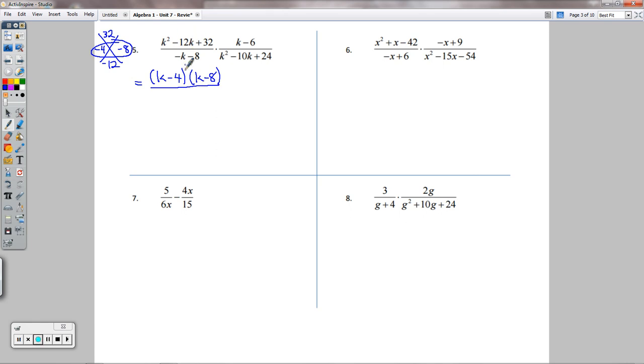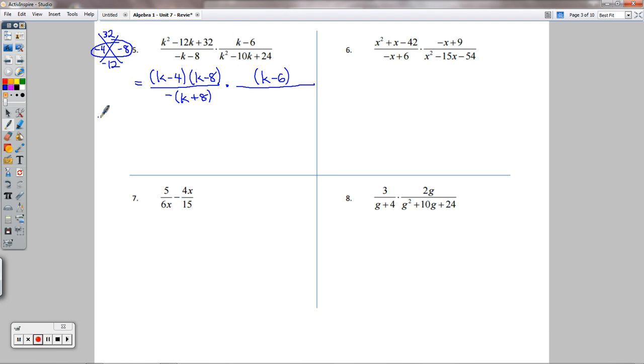That's the numerator of this fraction. If there's a negative, factor that out. So negative in front of the first term here, and then k plus 8. If we factor a negative out of both of these, it looks like that. We're going to have that times k minus 6. I'll just include that in parentheses here.